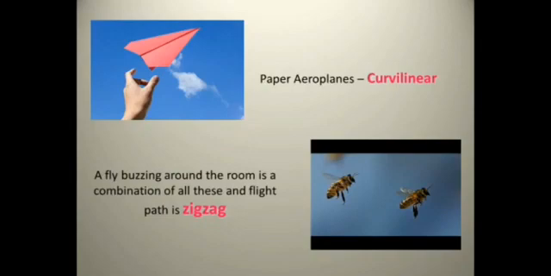That is, the paper flight is moving ahead, but direction is changing while moving. Such paths are called curvilinear motion. And the next one is a fly. A fly buzzing around the room is a combination of all these motions: rotational, circular, linear, oscillatory, and curvilinear. The flight path is zigzag.